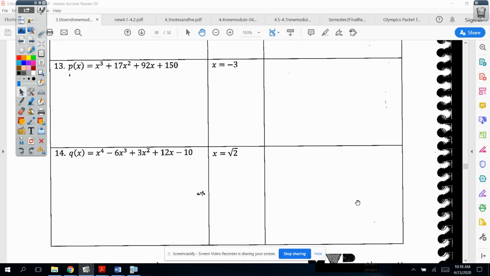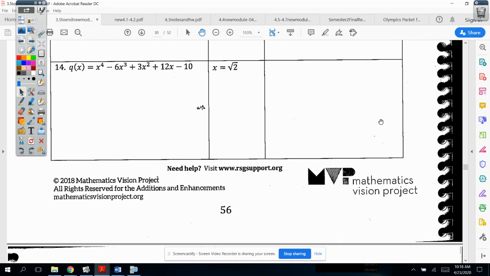Okay, now 14, I would use my calculator on this one. First of all, if it says x equals the square root of 2, then you can immediately write the opposite, negative square root of 2, because irrational roots and imaginary roots always come in conjugate pairs.